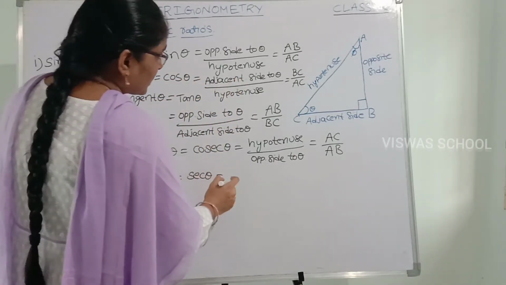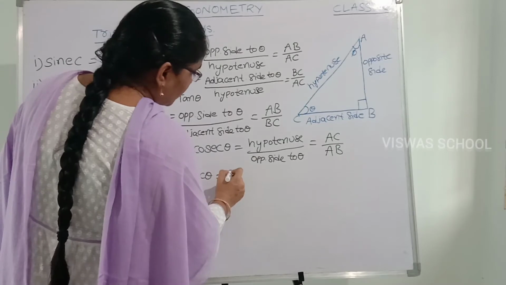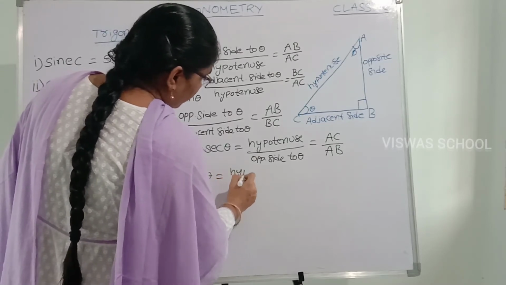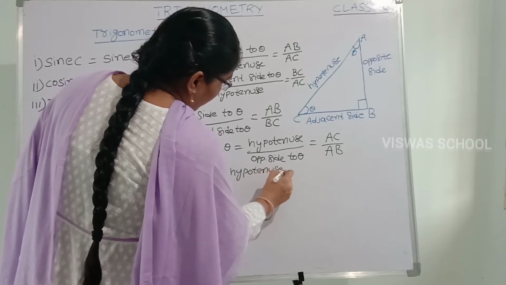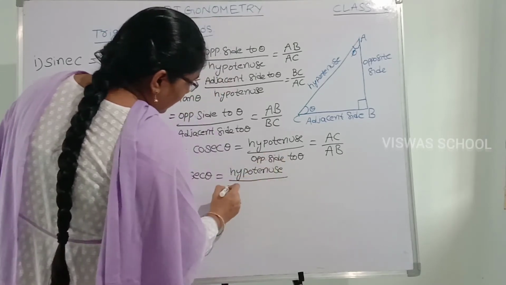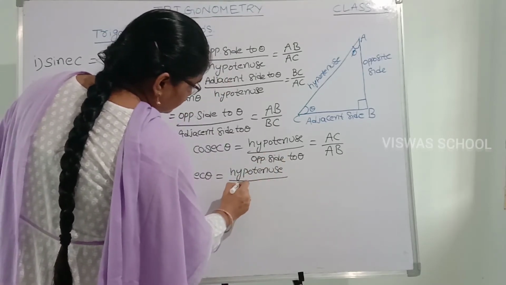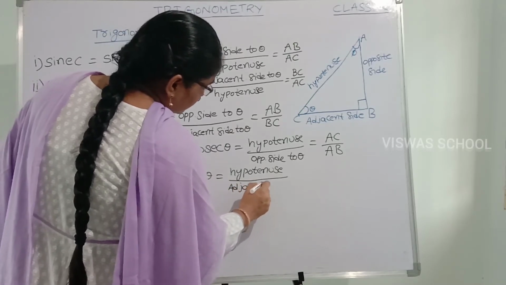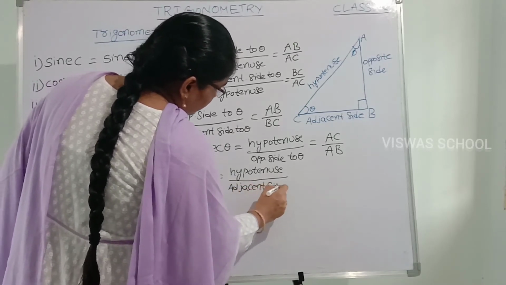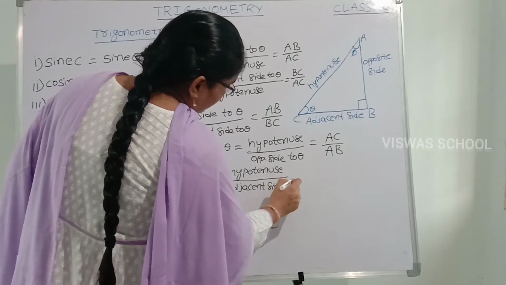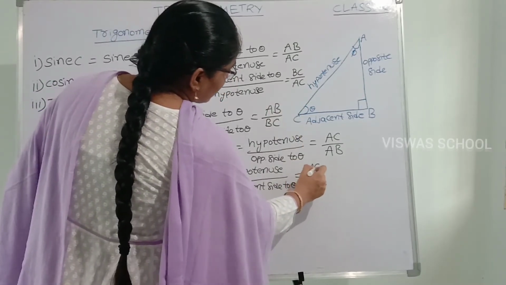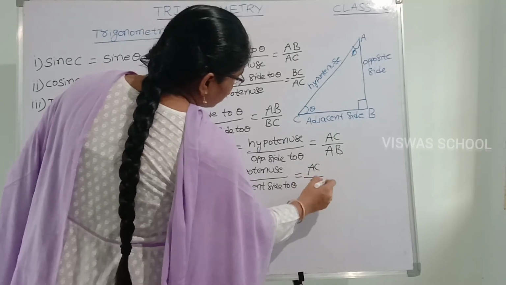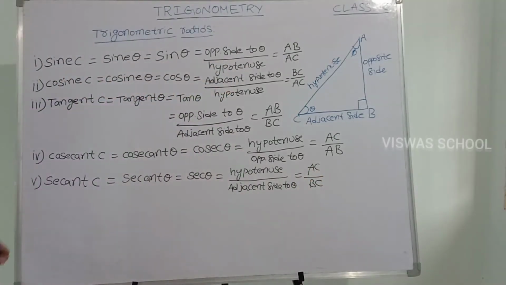In the same way, here secant theta means here cos theta is adjacent side to theta by hypotenuse. Here secant theta is equal to what here? Hypotenuse by adjacent side to theta. That is it is equal to what? AC by BC. This is the fifth ratio.